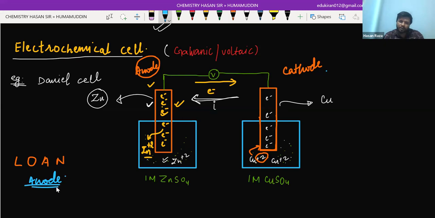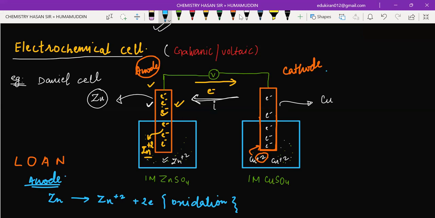On the left hand side, you can see zinc is converting into Zn+2. That means loss of electron. And loss of electron is what? Oxidation. Yes or no? Austin, yes. Mahmuddin, yes.